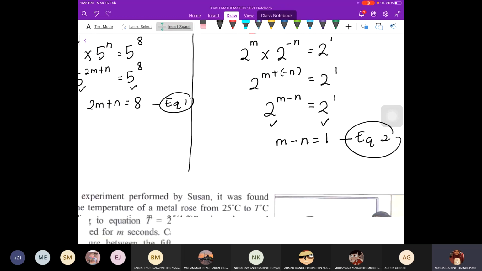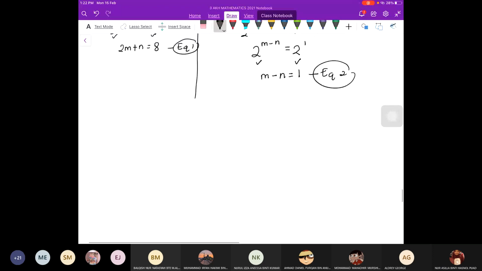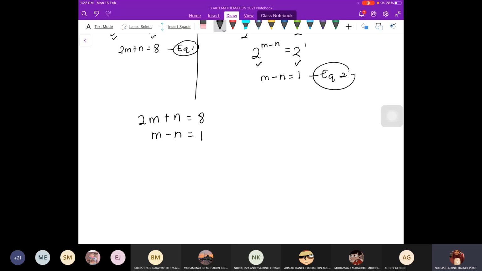Okay. Barulah kita akan buat. Okay. 2m plus n equals to 8. And then m minus n equals to 1. Simultaneous mesti ada 2 equation. So dekat sini, I personally want to do using elimination method. Okay, kerana saya nampak n dan n kat sini. So eliminate, I just plus.